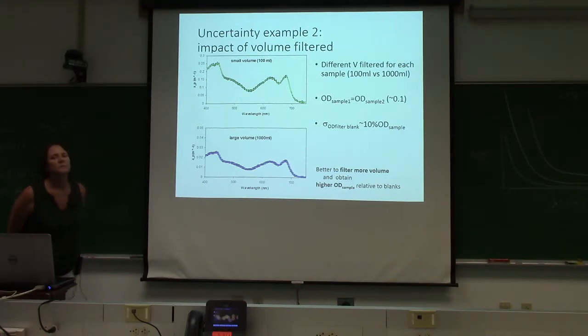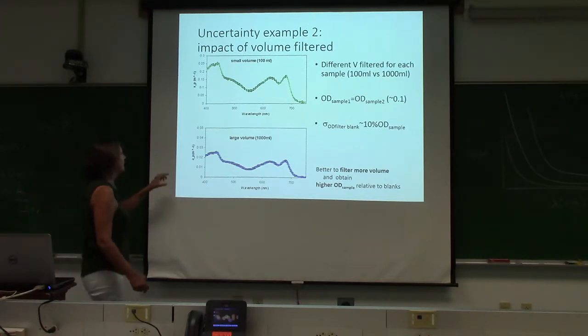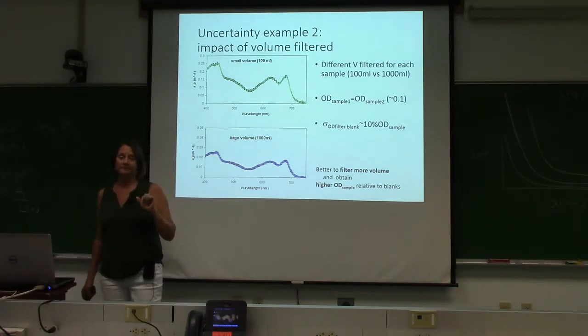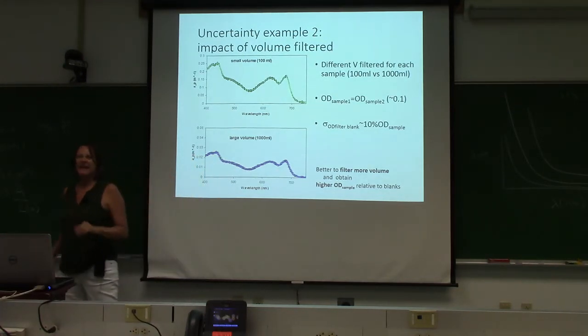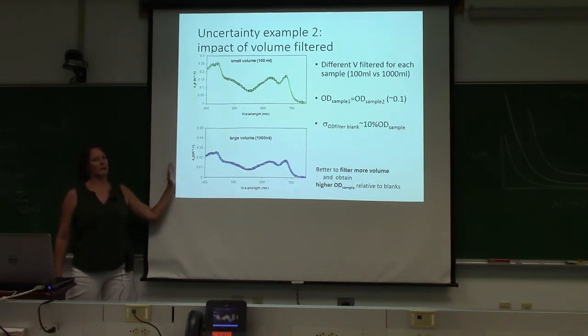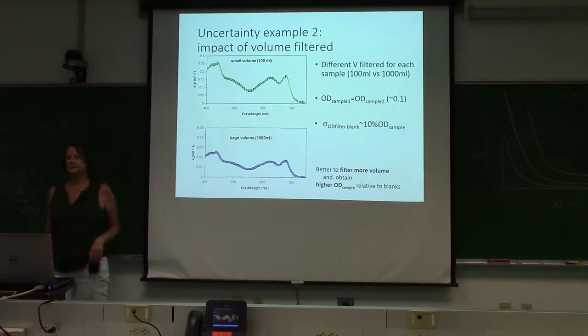Wouldn't you expect the relative uncertainties, in wavelengths where you have very little absorption, to be larger? No, because it's not the uncertainty of your sample, it's the uncertainty of your filter pad. This is just the filter pad, and it's pretty spectrally flat, till you get a little bit out here, and then it's all over the place.